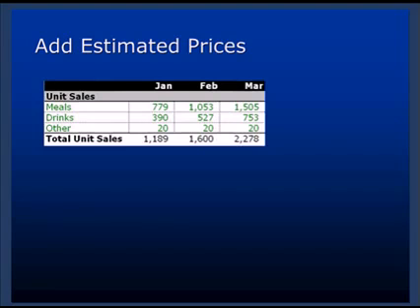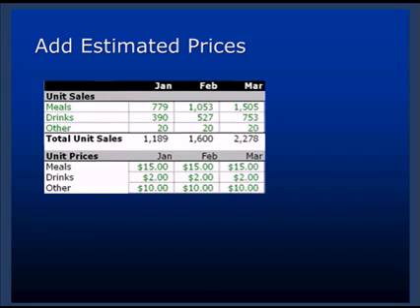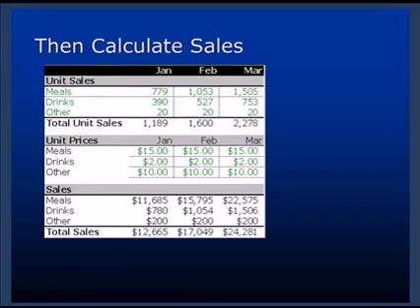Once the unit projections are made, then we add some average prices, which of course are estimates. We're looking ahead. This is the future. So the average prices here are over the whole business, over the whole month. This is what we see for the average price per meal, per drink, and per other items. When we have units and prices, of course, it's simple math. Multiply units times price to calculate sales.